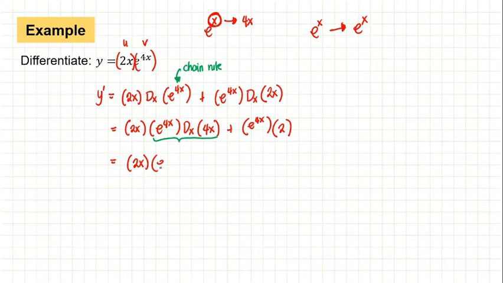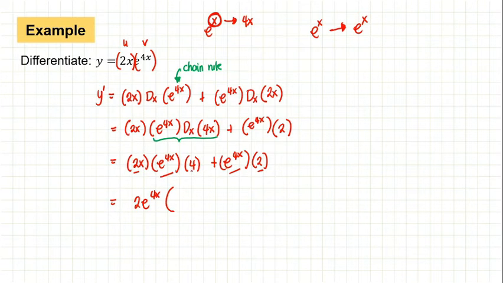So, from that, we now have 2x e raised to 4x. Derivative of 4x is just 4. Right? Plus e raised to the power of 4x times 2. Now, kunin natin yung mga common factor. We have 2 and e raised to the power of 4x. So, ilabas natin sila. 2 e raised to the power of 4x. Yung matitira will be 4 times x. So, you have 4x. And dito, wala na. So, we have 1. And this will now be our final answer. So, yun. Madali lang siya.